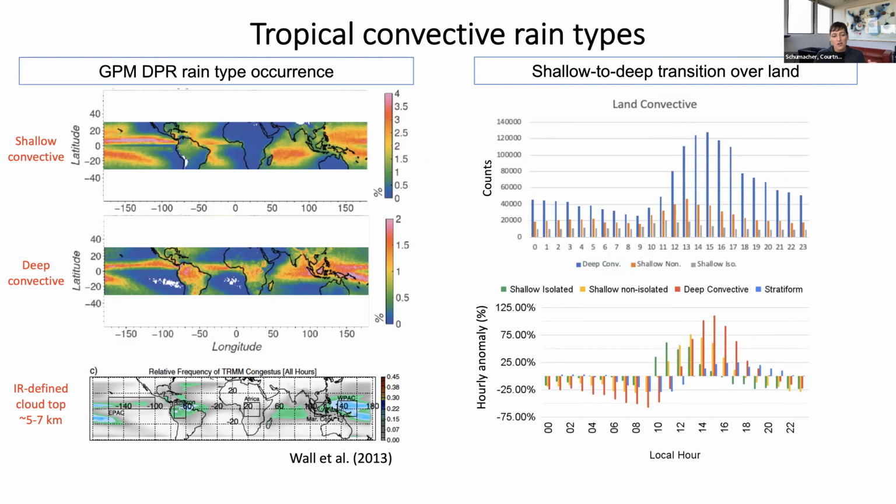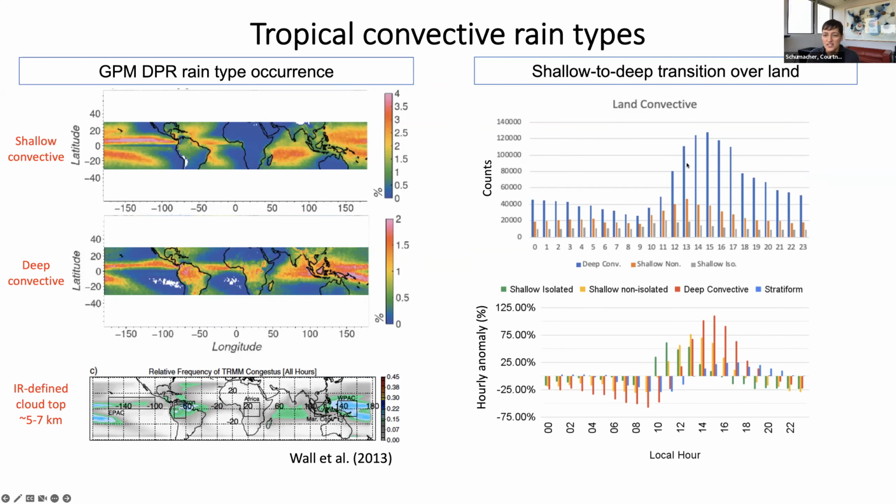So now I'm switching over to land. I'm going to very briefly talk about the shallow to deep transition. I think when people talk about these convective-only cloud types, it's more interesting to talk about them in time over land, in the diurnal cycle.